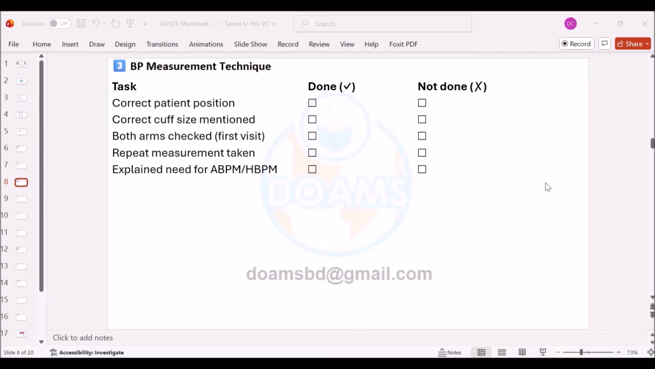Explain the need for ambulatory blood pressure and home-based blood pressure monitoring. Yes, if it's a very new patient and you are diagnosing high blood pressure for the first time, everything should be done. But my tricky question, anybody can reply. If you get a blood pressure difference between the right arm and the left arm, in the subsequent visit where will you measure the blood pressure, right or left? The one which is higher. Yes, the one which is higher. Very right answer. Dr. Javed, by the mercy of Almighty, try to appear in the OSCE in future.